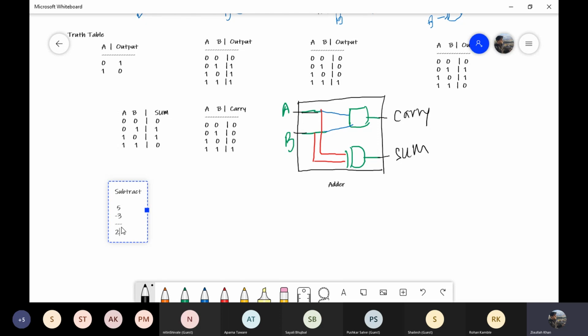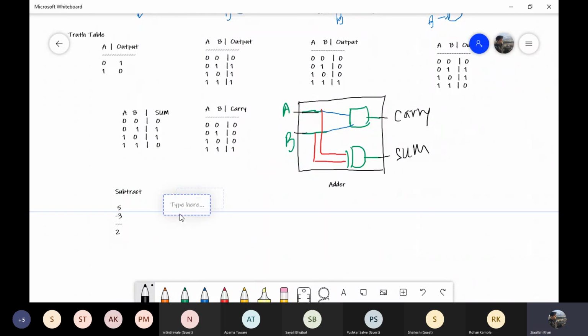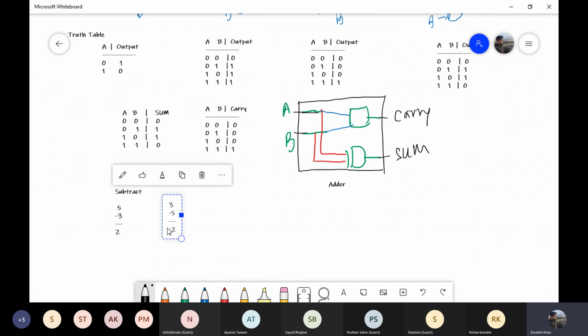So 5 minus 3 is definitely 2. But then if I extend this example and if I do 3 minus 5, the result is going to be minus 2. And because it is difficult to store sign bits inside binary, we are going to have difficulty when we perform this operation in the binary number system.